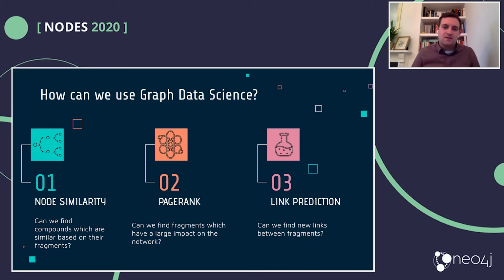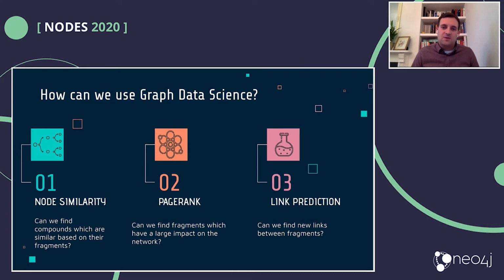The second algorithm we're going to look at is PageRank. This is to look at a slightly different property of the graph. Here we're looking to learn something not about what to make next, but about what chemists actually do. So this is looking at what the fragments are which have a large impact on the network. The hypothesis here is that the fragments which have a large impact on the network are also the ones which a chemist would change the most frequently. So this is the sort of thing we want to find out.